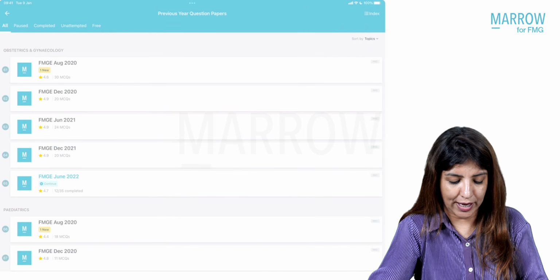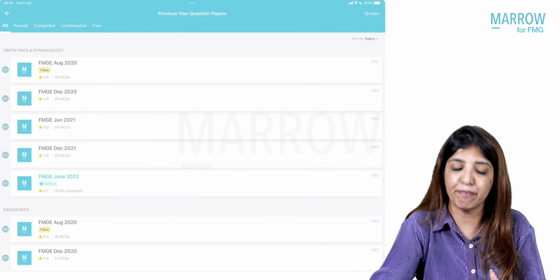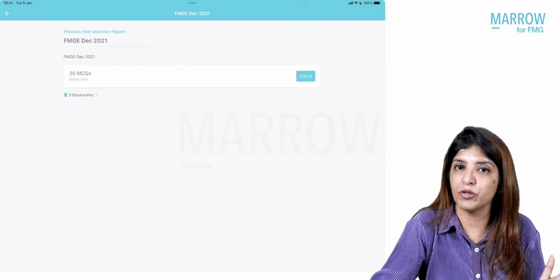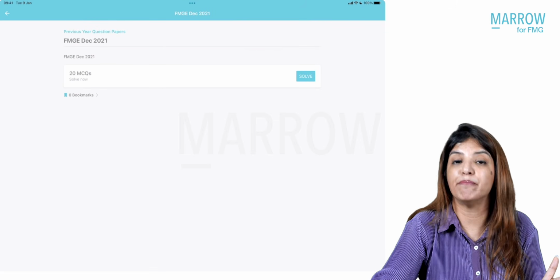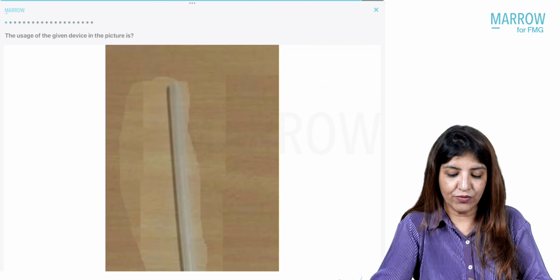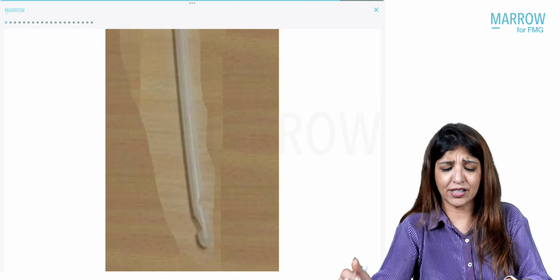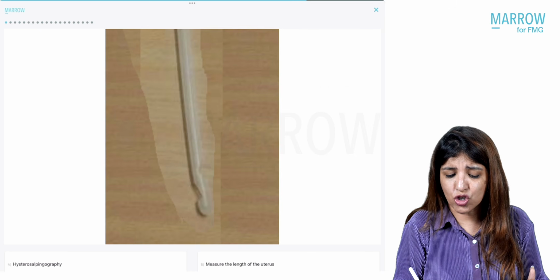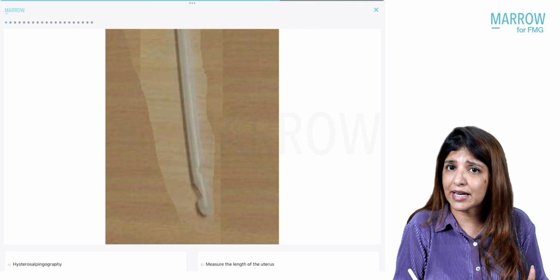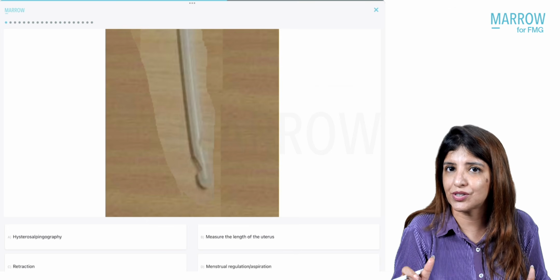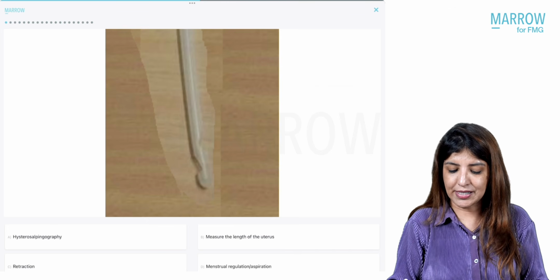Let us see what type of questions came in FMG December 2021. So 20 MCQs came from OBGY in the FMG December 2021 session. Let's solve them. The usage of the device given in the picture. So what do you see over here? You see that this is a cannula, which is a plastic cannula. And can you see these triangular openings at the proximal end? I'm sure all of you remember this cannula. This is Karman's cannula.